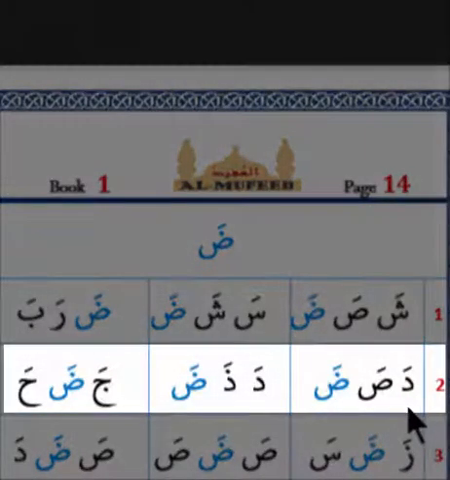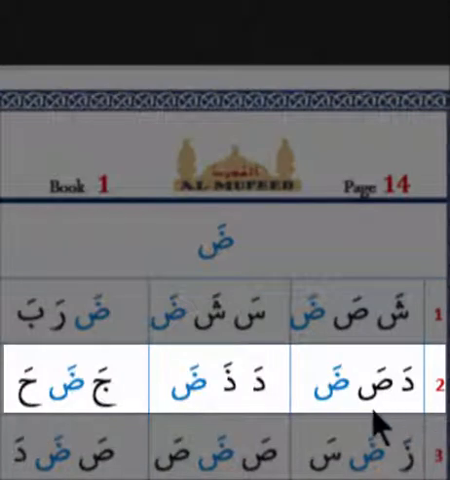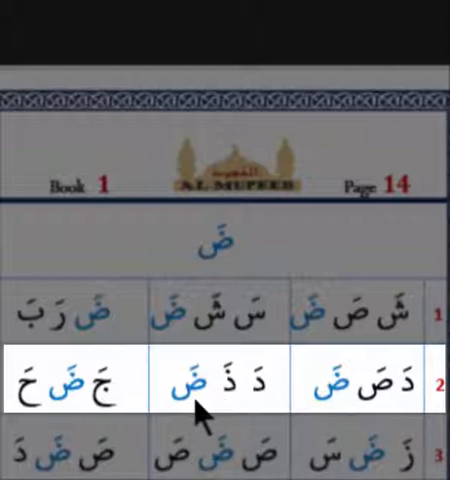Second line. Da, sa, ba. Da, sa, ba. Da, the, ba. Da, the, ba. Ja, ba, ha. Ja, ba, ha.